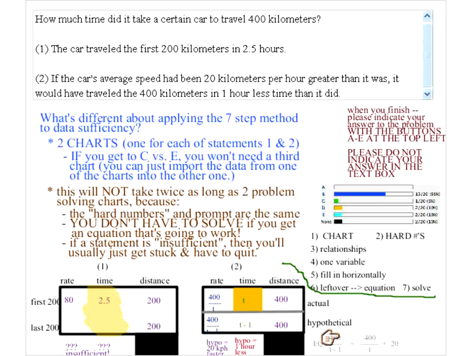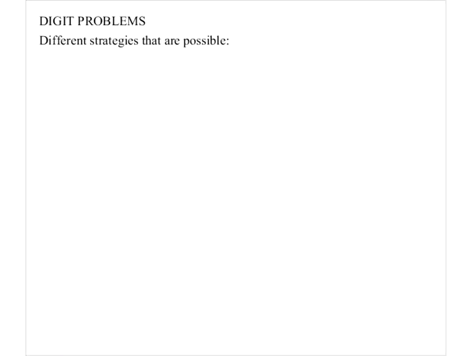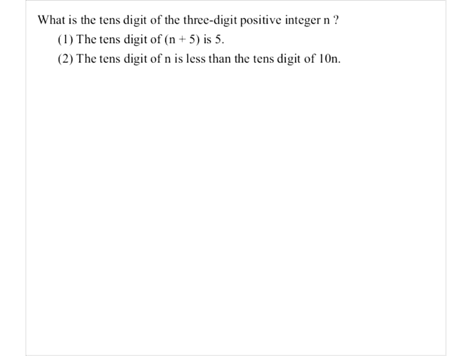Okay, thanks. Let's look at some digit problems. So right now this slide is empty. This slide will not be empty for long. Let's try this problem. I'll give you 2 minutes. Again, I'll clear the polling. Please indicate your answer again with the buttons. I'll give you a timer. Go.